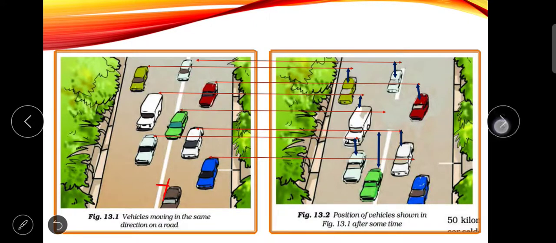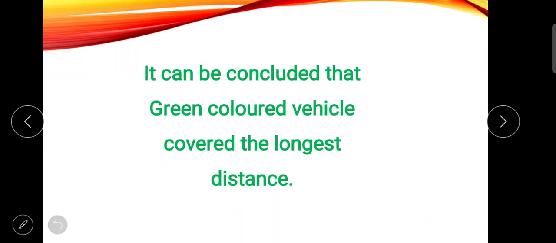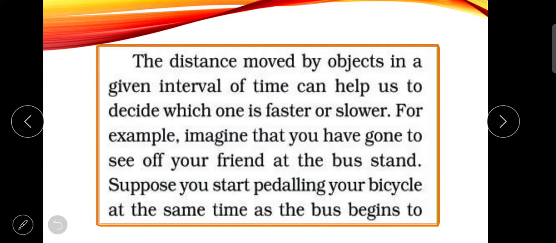Children, from here you can conclude that this green color car has gone to the longer distance in comparison to the other ones in the same time interval. So can we say that this car is faster than the other one? Yes, we can conclude that the green colored vehicle covered the longest distance in a particular time. So the distance moved by an object in a given time interval can help us to decide which one is faster or slower.